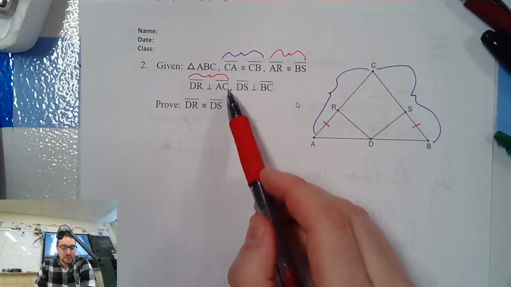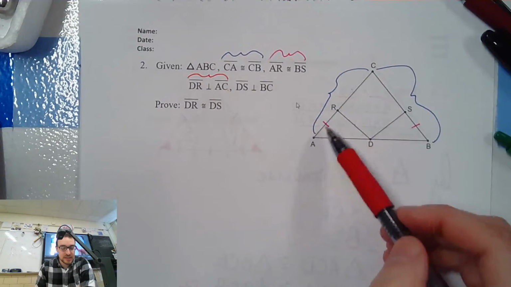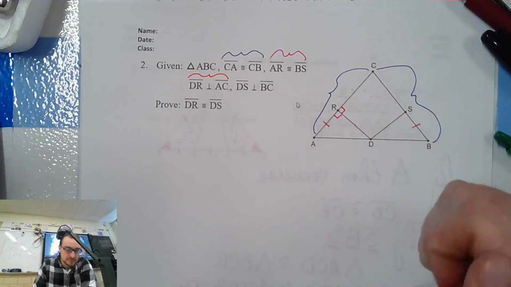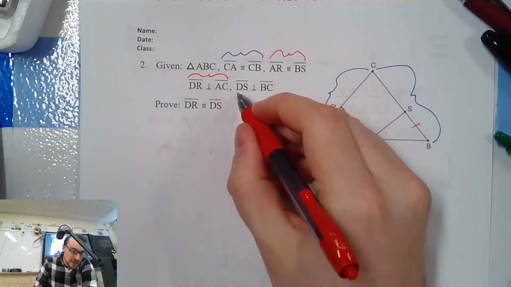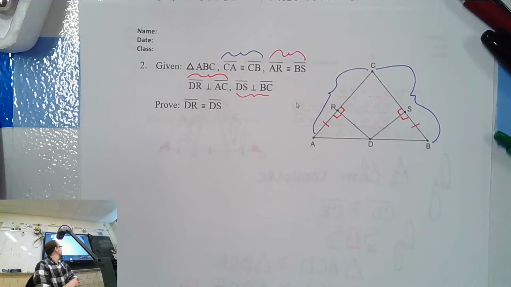So that means these are perpendicular, they're going to hit at 90. So DR is this, and AC is this. That means they hit at 90, which means this is 90, and that is 90. Same thing with DS and BC. Those are both 90. Yay! All right, so now we're going to prove DR and DS the same.